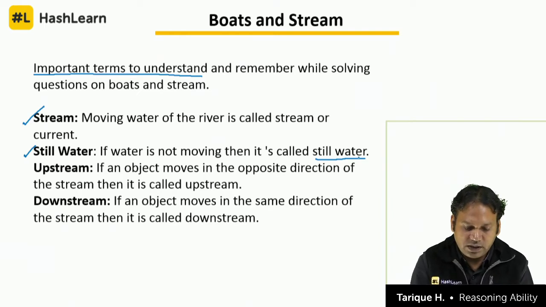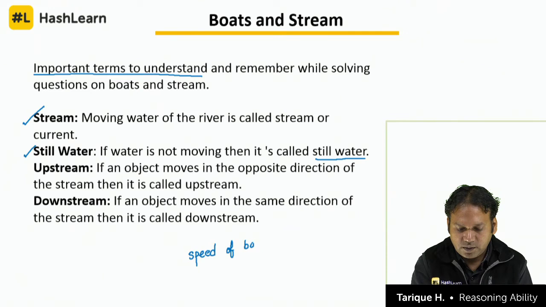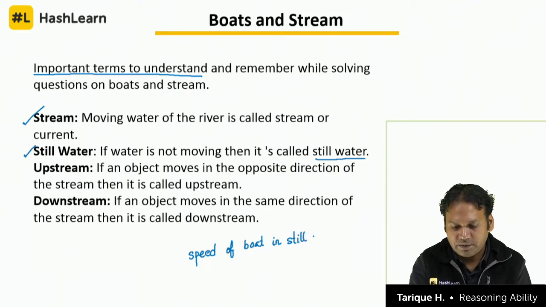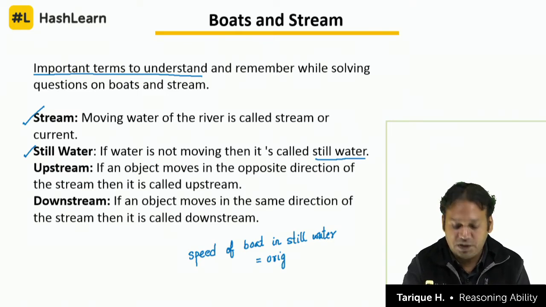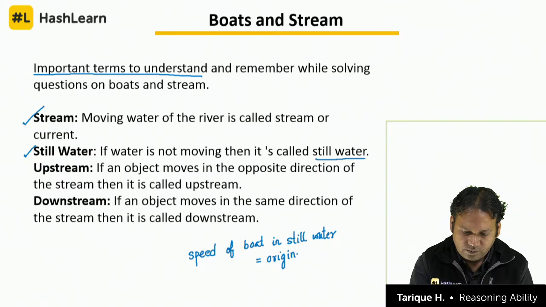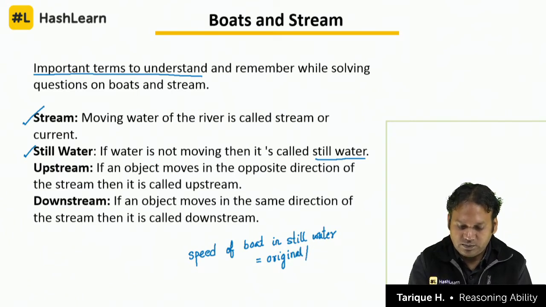So often you will see in the question they say speed of boat in still water. What does it mean? इसके थ्रू वो बताना क्या चाह रहे हैं आपको? Speed of boat in still water is nothing but the original speed of the boat, unaided speed of the boat. Original, or you can say actual speed of the boat.